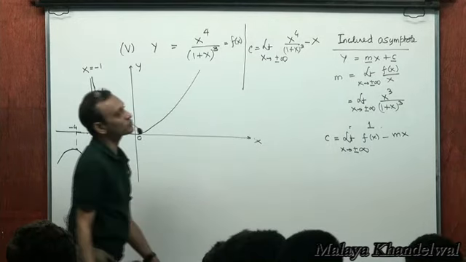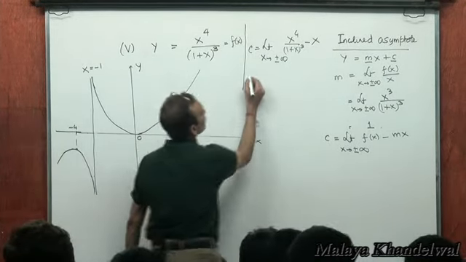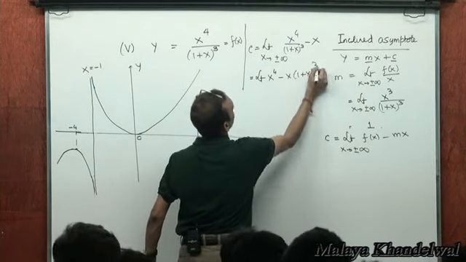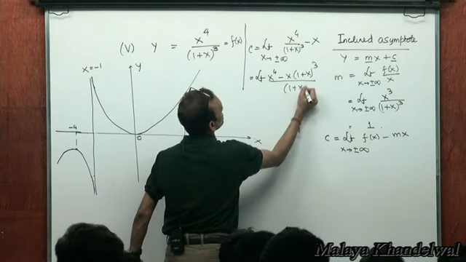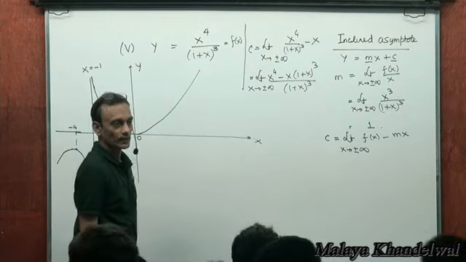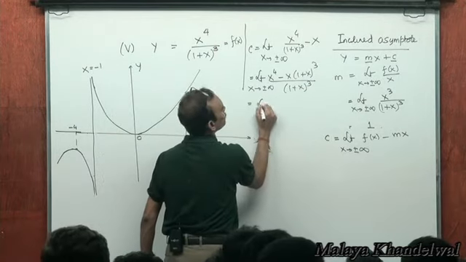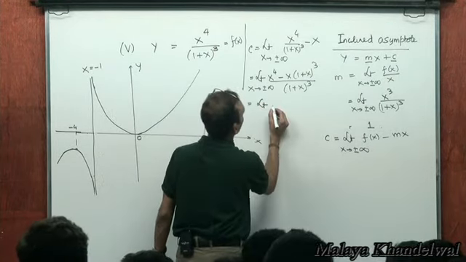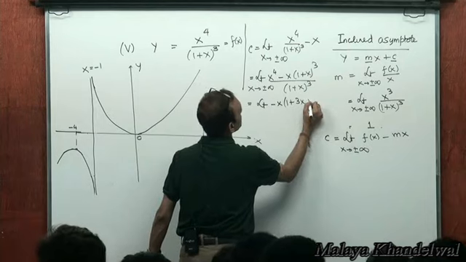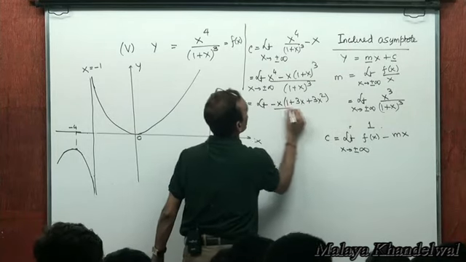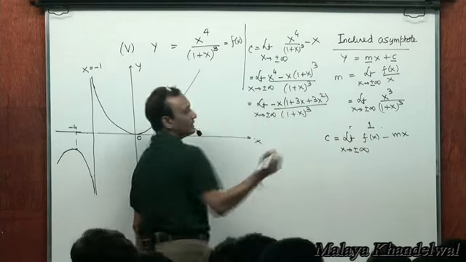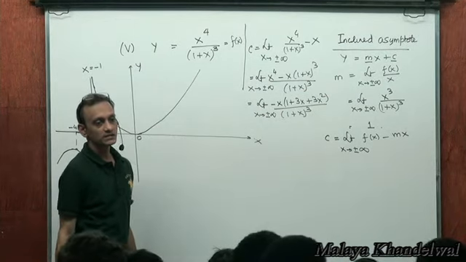m is 1 here, isn't it? What is this limit? x power 4 minus x into (1 plus x) whole cubed, divided by (1 plus x) whole cubed, as x tends to plus minus infinity, right? x power 4 will get cancelled, so you will have minus x into (1 plus 3x plus 3x squared) divided by (1 plus x) whole cubed as x tends to plus minus infinity, right? Isn't it?